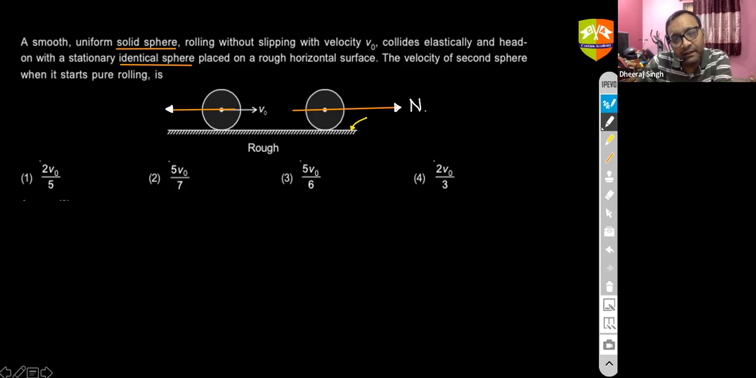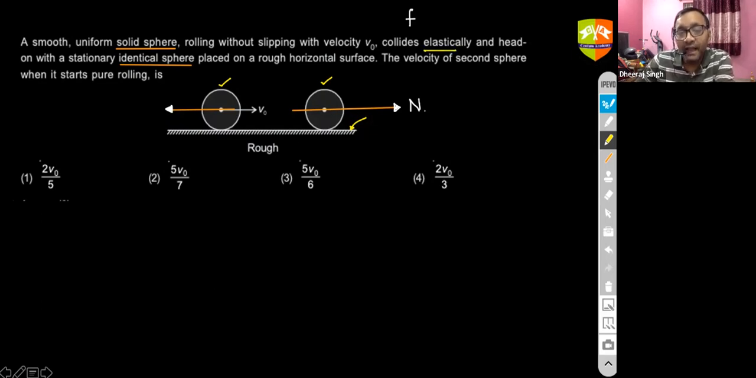Friction at max will be mu times this normal reaction. Will this normal reaction change due to the collision or it remains mg? Normal reaction from the ground remains mg or not? Stays mg, right? So friction doesn't change during the collision. All right. So just before and after you can conserve the linear momentum, they are identical. Elastic collision happens, head-on collision happens.